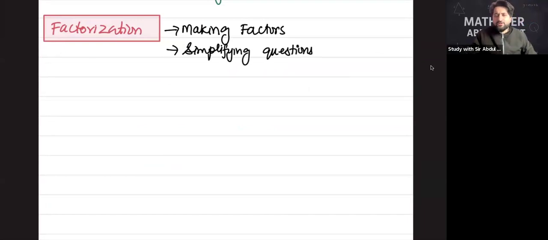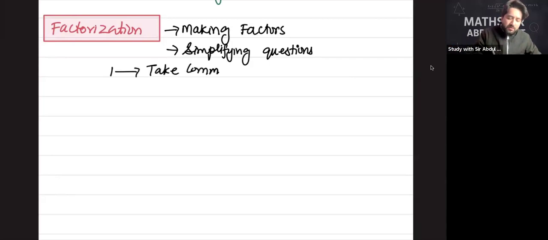Nothing more than that. Like for example, sometimes we have a problem in life. We just simplify that problem by making factors of it, and we see the problem from a different angle. So whenever you have a problem, you can see it from different scenarios. So for factorization, method number one is to take common out. Take common out.